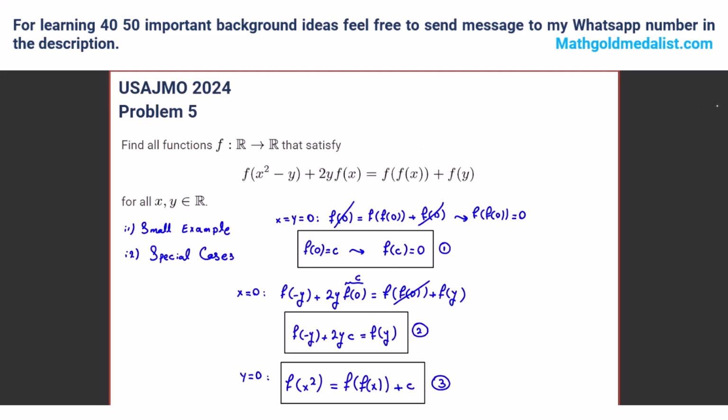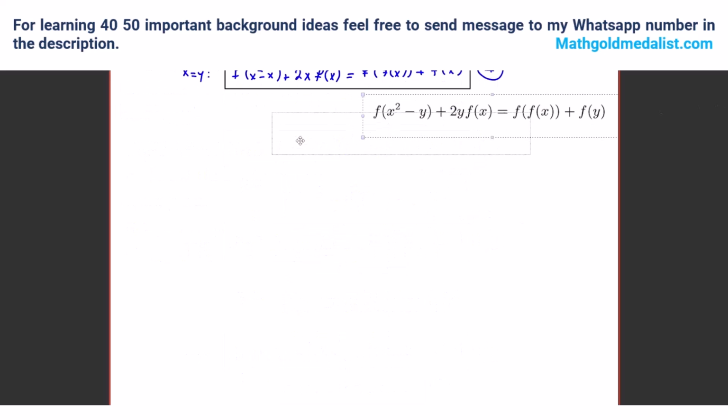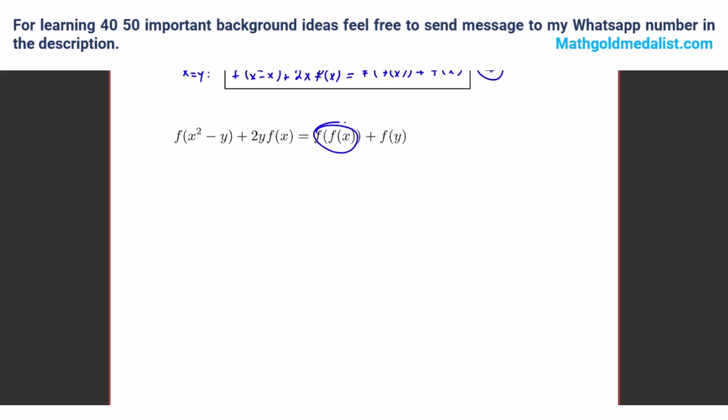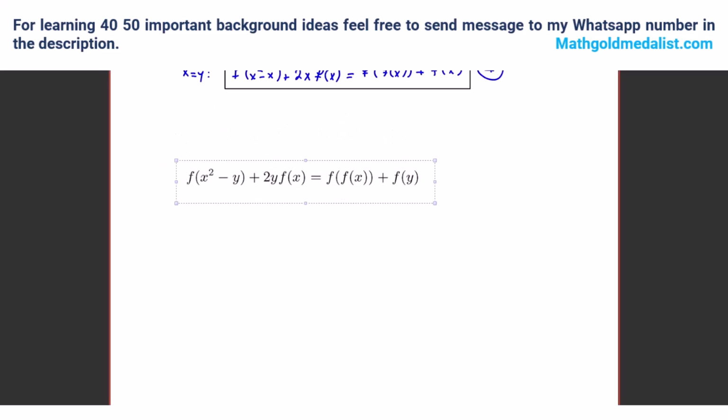Okay, next. Then we have an equation like this, and one term is not good. f of x. Okay, sometimes you have a complicated term like this, and we want to get rid of that. Okay, so idea 3: get rid of the complicated term. Okay, how I don't like this.